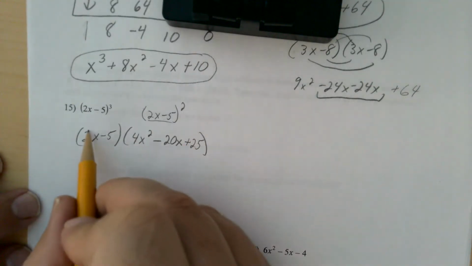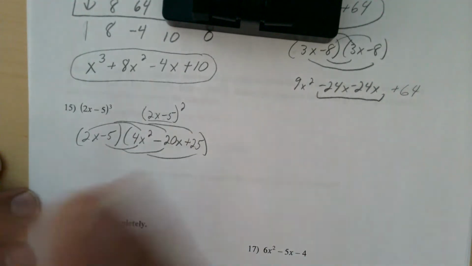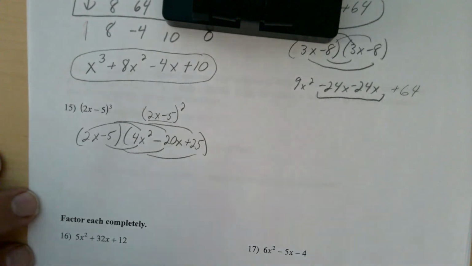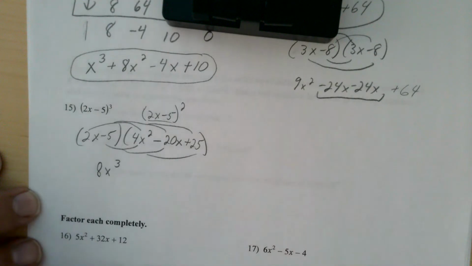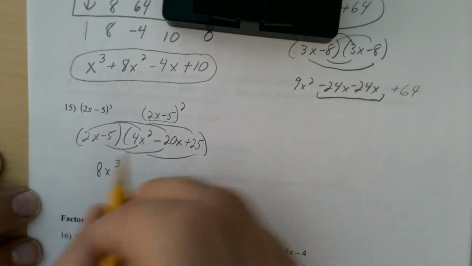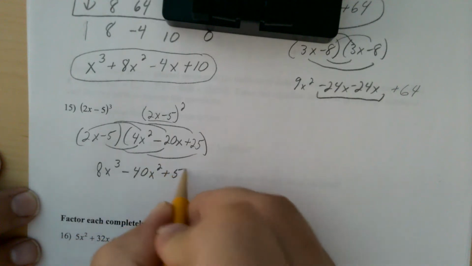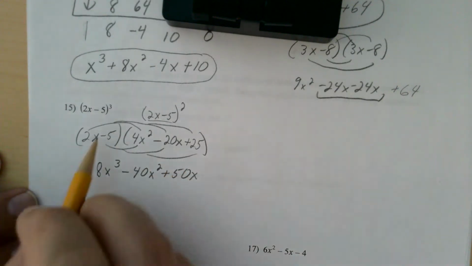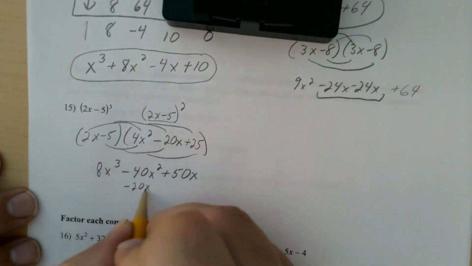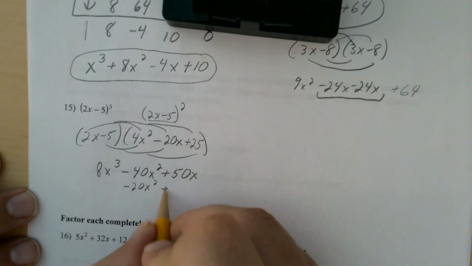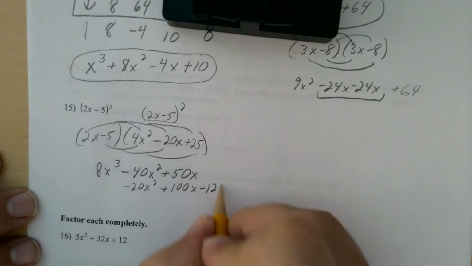And then I get a 25. And then we get to practice a binomial times a trinomial, and as soon as we clean this up, we're done. So this is a more difficult problem, but it's something that every student is capable of doing. So 2x times 4x squared is going to be an 8x cubed. This is going to be a minus 40x squared, and it's going to be a 50x. Now I'm ready to come around and distribute the negative 5. I'm going to line up my like terms. It looks like it's going to be negative 20x squared. This is going to be 100x, and then this is going to be a minus 125.